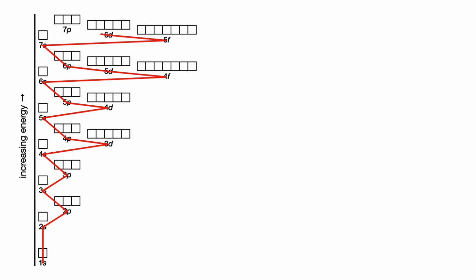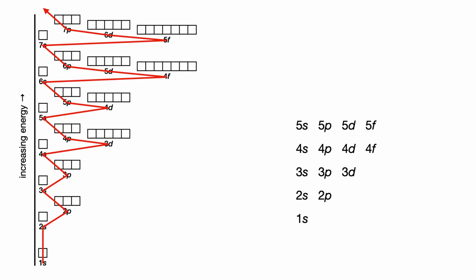And one way that you can remember this, a mnemonic device, is if you write out the sublevels of the different energy levels in the atom. We don't really need to go past the F sublevel. There are sublevels beyond F, but they're not very common, and we don't need to worry about them.